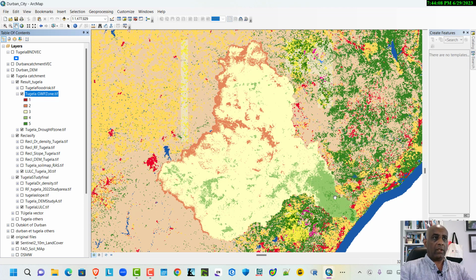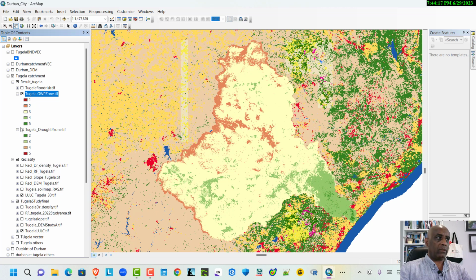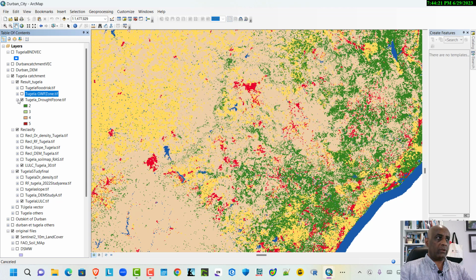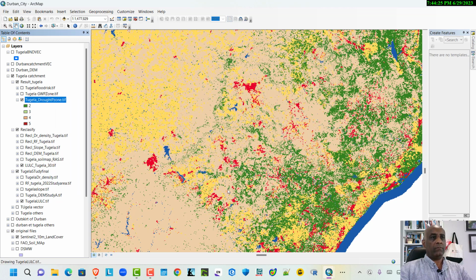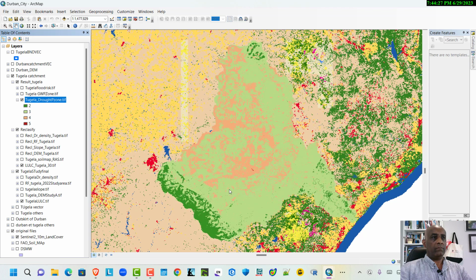So these are the analyses I did. I also studied the drought condition. What will be the drought condition in the Tugela zone? This is a drought condition. Which one is vulnerable for droughts as compared to, or relatively in the catchment area, it means.